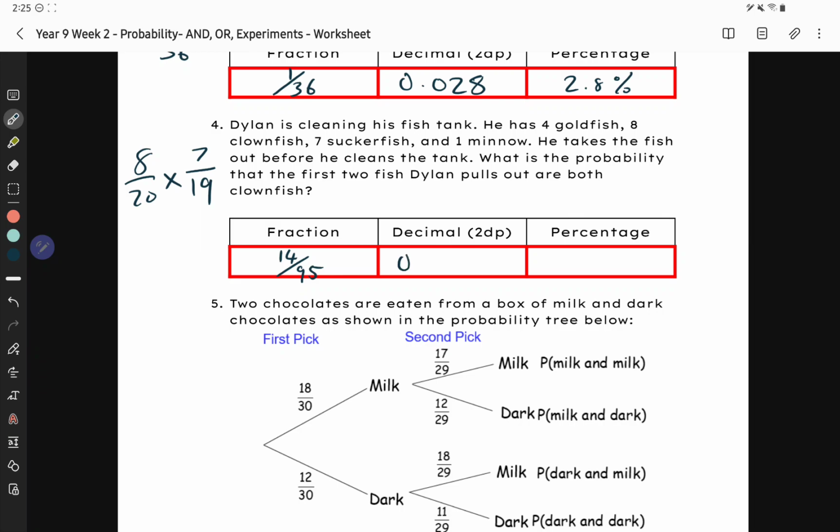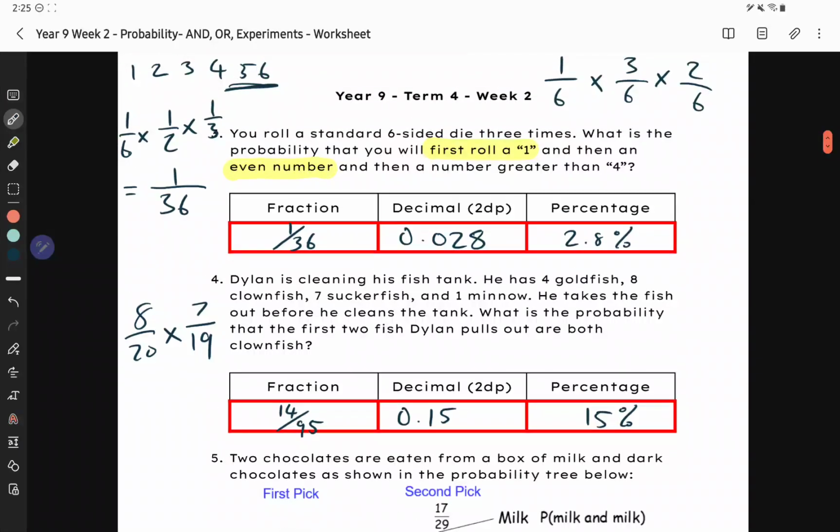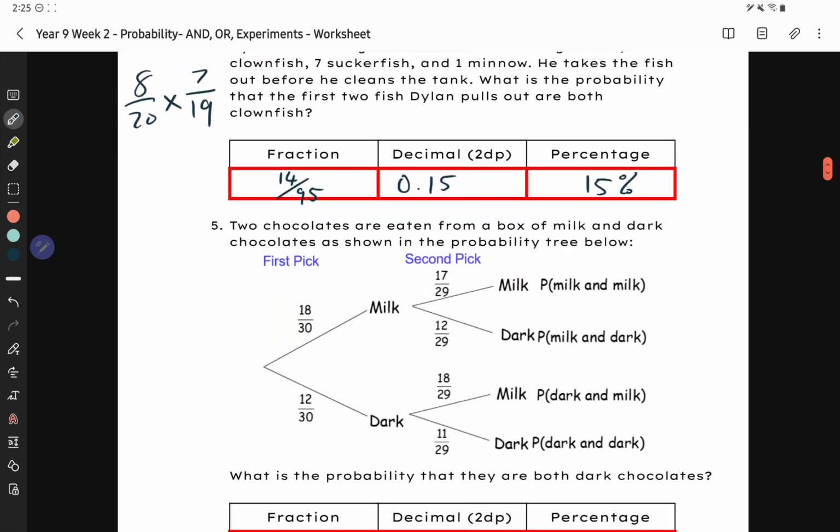But anyway, I get 0.1473. It goes on, but because it's 147, I'm going to round it up to 0.15, 2 decimal places. Percentage, it's 15%. Oh, wait, which means that's not 2 dp. Why did I do that as 3 dp? That should be that. Anyway, there we go.